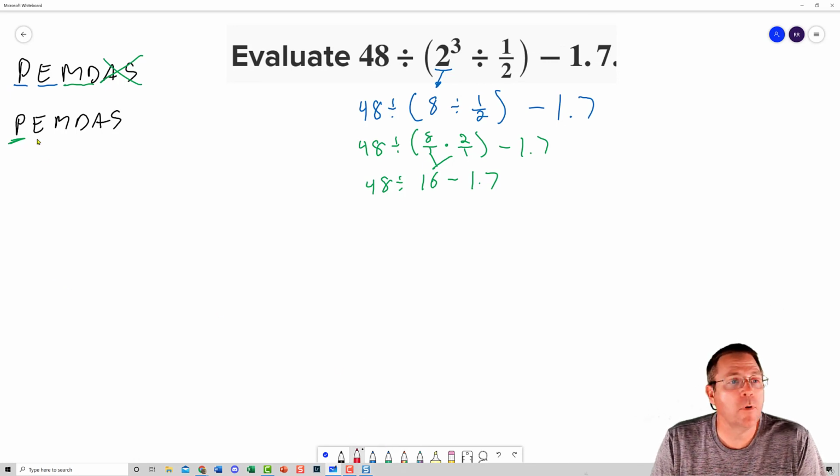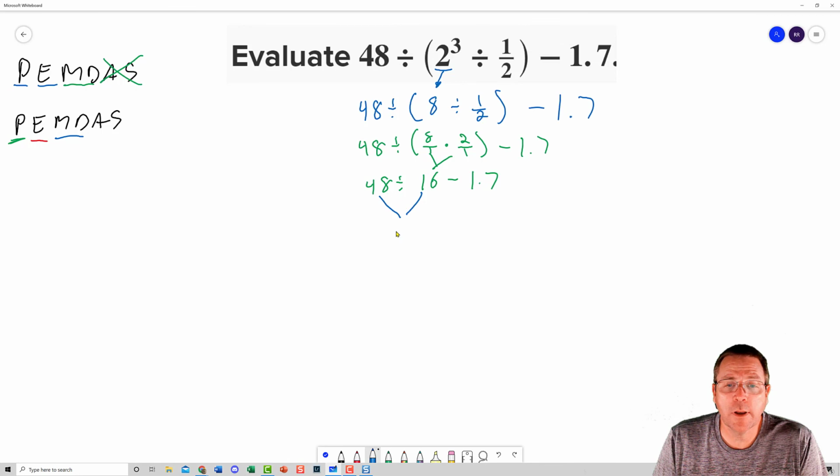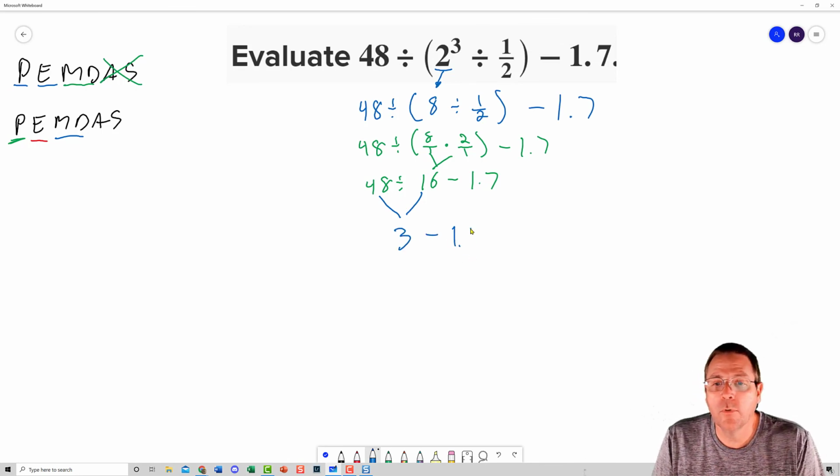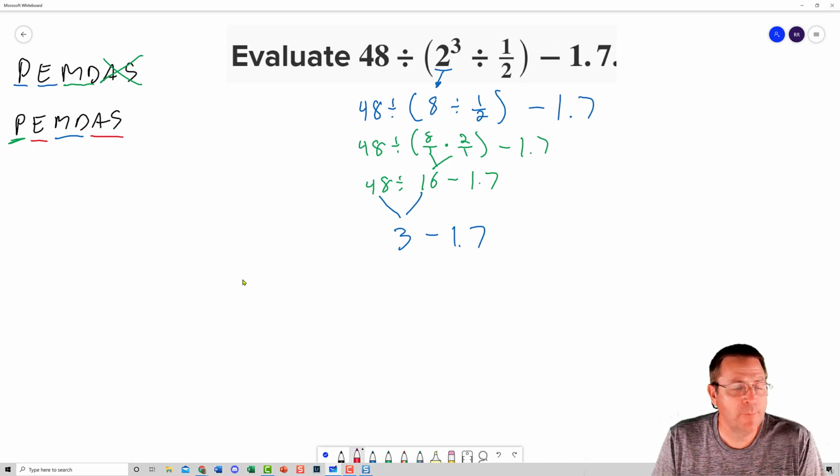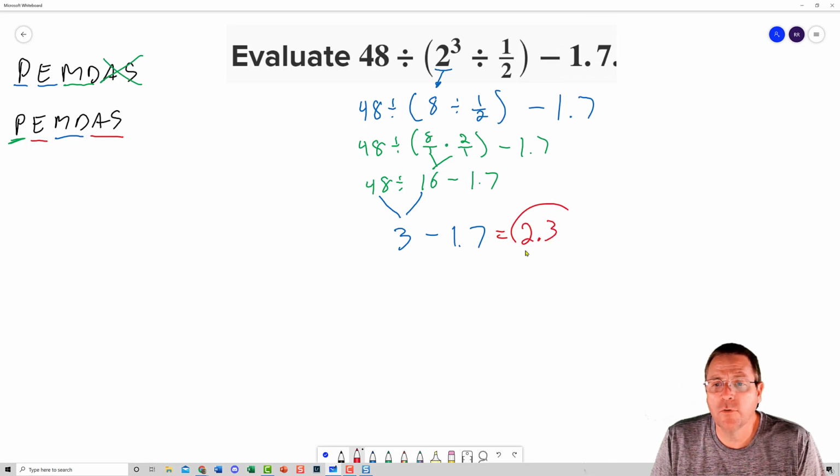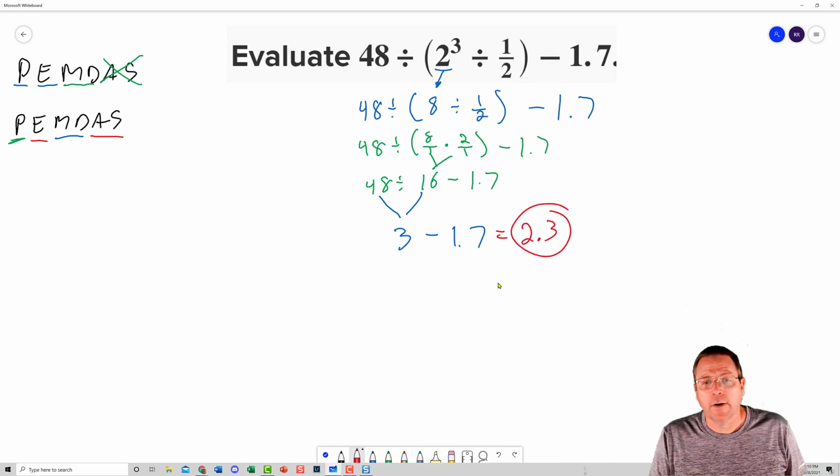And then now I'm going to look for exponents. I don't have any exponents to deal with. Do I have any multiply and divide from left to right? I absolutely do. That's going to be right here. 16 divides into 48 3 times minus 1.7. And now from that, I'm going to go on to my Aunt Sally, add and subtract from left to right, which is going to leave me with a positive 2.3 for my final answer.